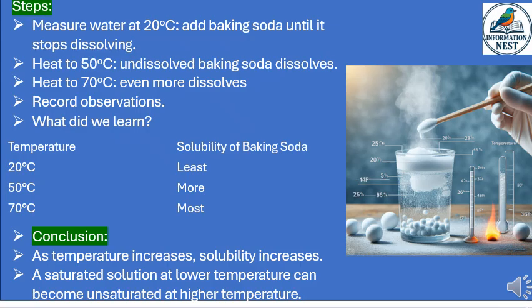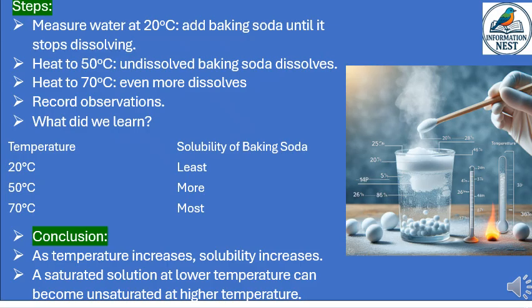First, we measure 50 ml of water at 20 degrees centigrade. We add baking soda, 1 spoon at a time, and stir until it stops dissolving. That is our saturation point at room temperature. Now we heat the water to 50 degrees Celsius. Guess what? The undissolved baking soda starts dissolving again. The solvent's capacity has increased.